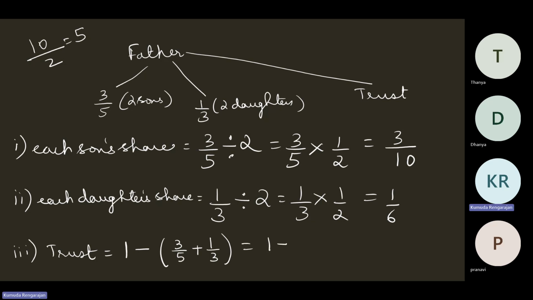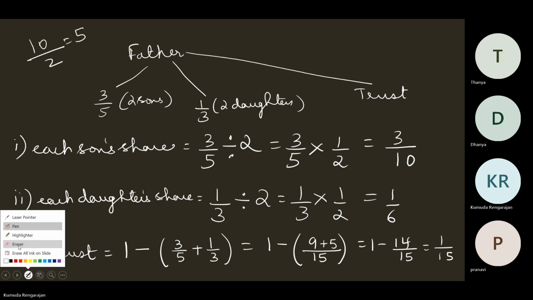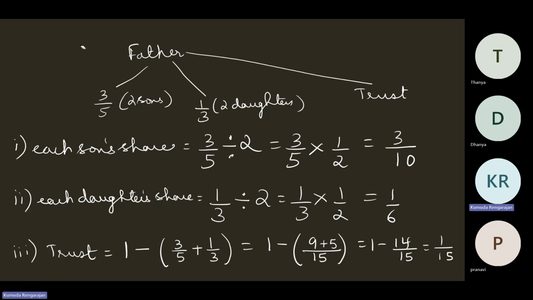So this is equal to 1 minus, when you take the LCM, 15 is the LCM. So it will be 9 plus 5, which is 1 minus 14 by 15. And again, when you take the LCM, you get 1 by 15. So the portion of the property that goes to the trust is 1 by 15. Is it okay, children?